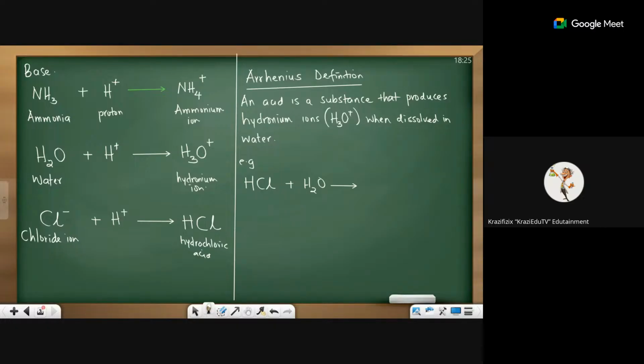Since it's donating, let's put this in water. It will transfer its proton there. So what are we going to have? Cl minus plus H3O plus. Can you see what happened? So basically, Arrhenius is saying, yes, an acid will donate a proton, but let water receive it. And when water receives that proton, then we have hydronium ion. Let's look at another example.